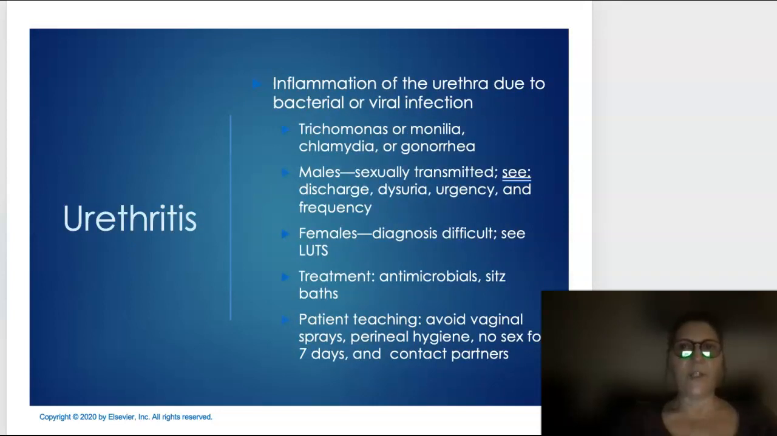Urethritis, and so this is inflammation of the urethra from bacteria or virus. So trichomonas, chlamydia, gonorrhea. So obviously this happens a lot with sexually transmitted diseases. Males will have discharge, dysuria, urgency, and frequency. Females, it's hard to diagnose because it's sort of the same symptoms as having a UTI, but the treatment is antimicrobials and sitz baths. Patient teaching: avoid vaginal sprays, good perineal hygiene, no sex for 7 days, and you have to let your partners know so they can be treated too.